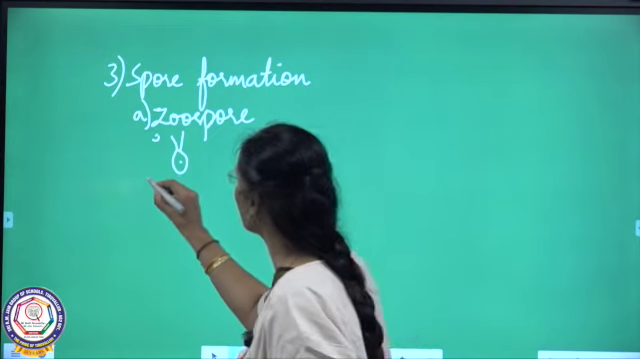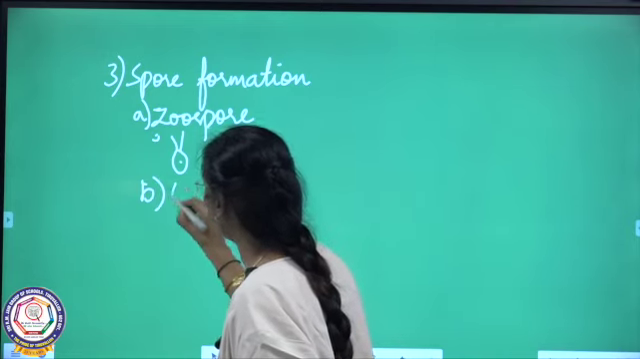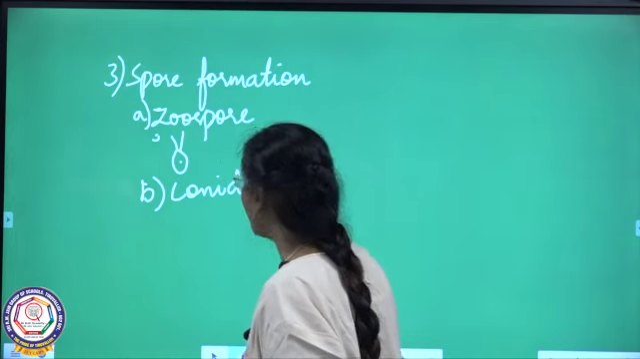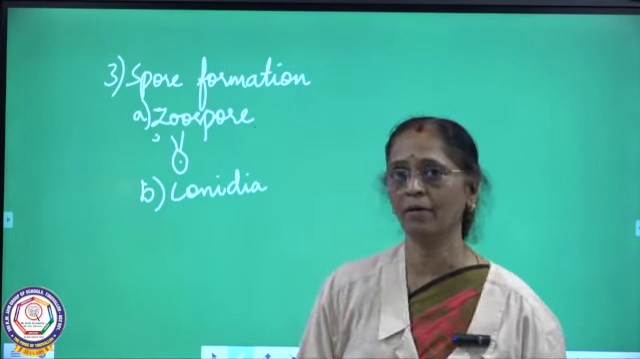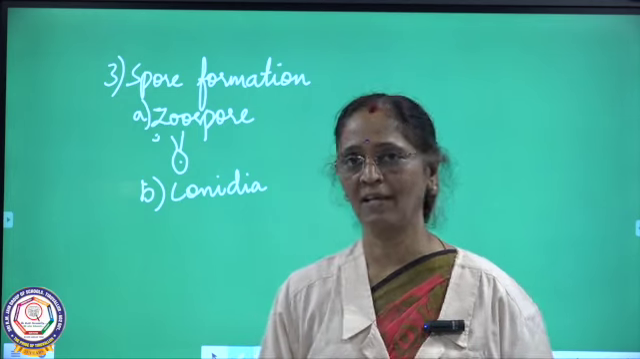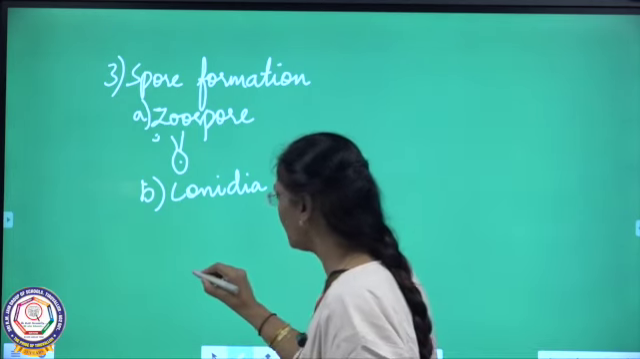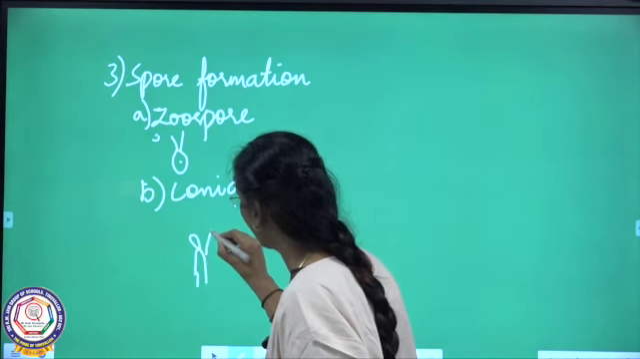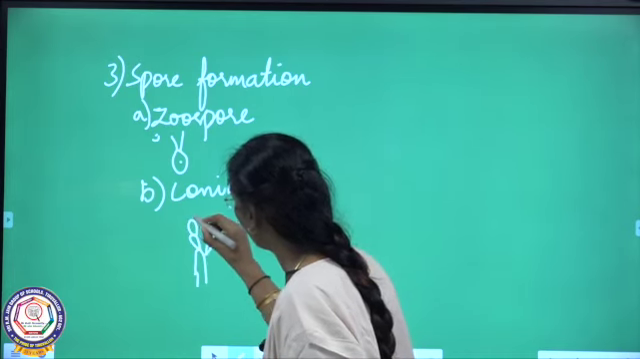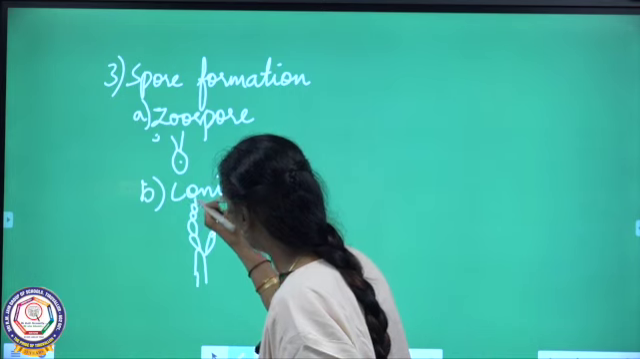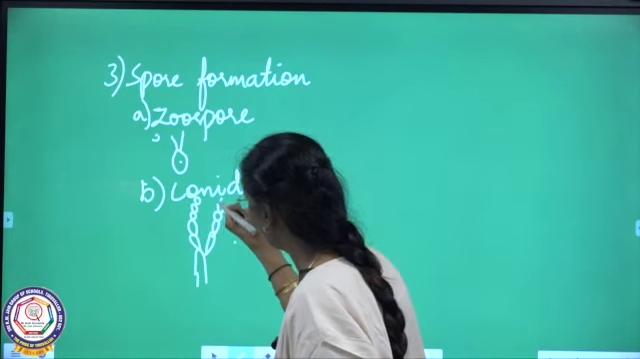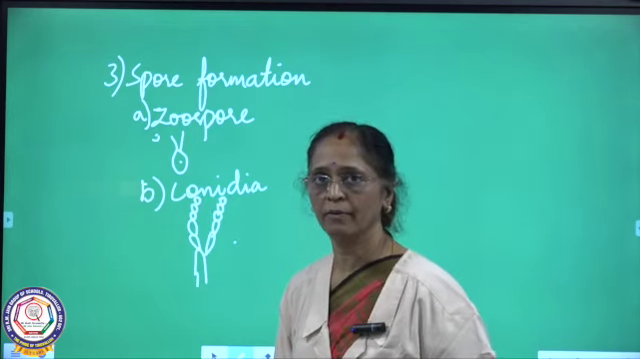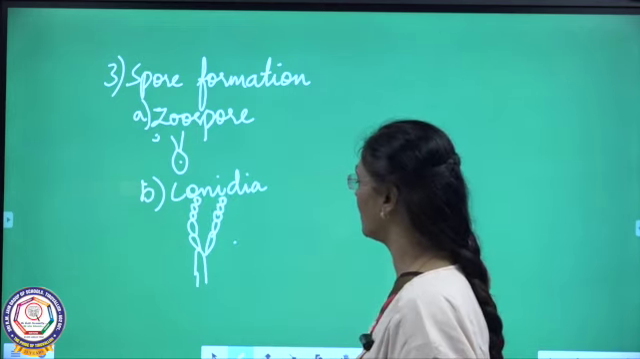And the other example of spore formation is conidia. These spores we find in a fungus called Penicillium, and they are non-motile spores. We see these spores in the form of a chain, and they are non-motile.